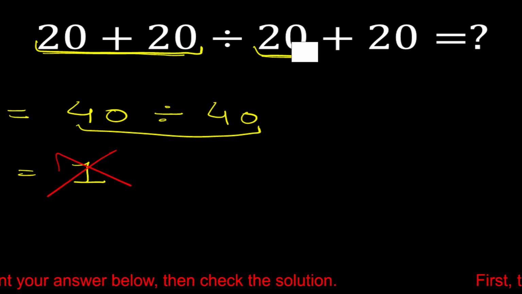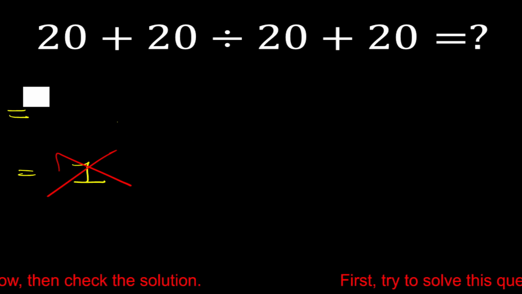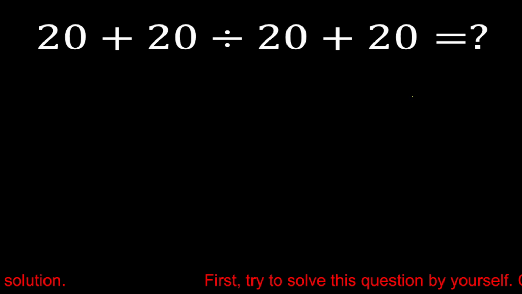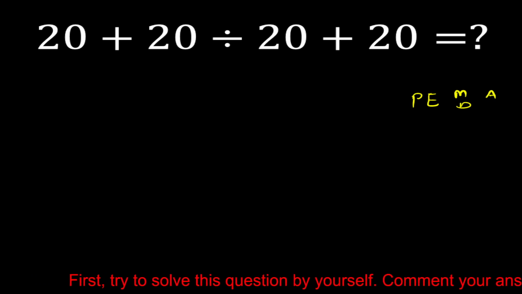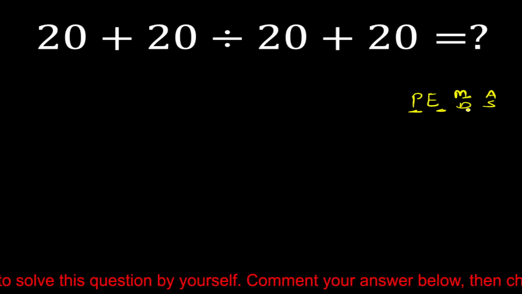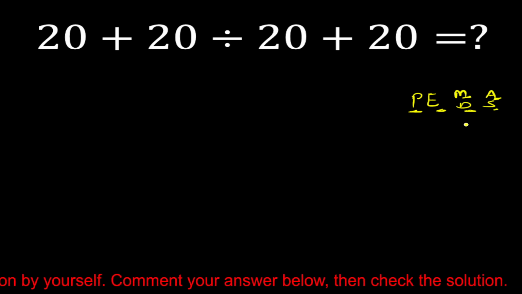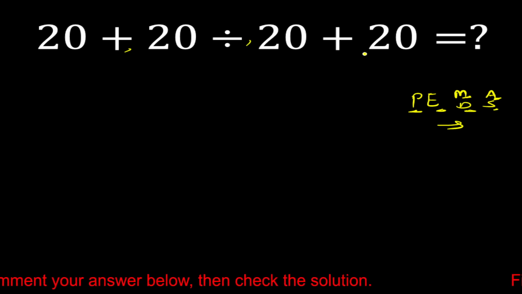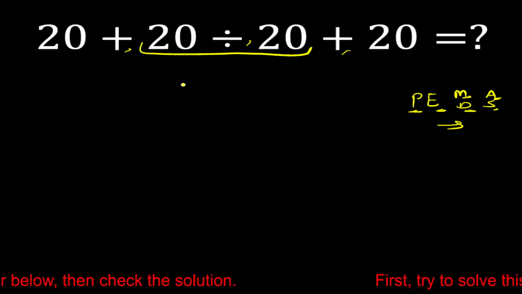So now let's solve this problem correctly by using the PEMDAS rule. According to the PEMDAS rule, first priority is parentheses, then exponents, then multiplication and division, both have equal priority. Then addition and subtraction also both have equal priority. So we have to solve it from left to right. So here is one addition, here is one division, and also here is one addition. So in this question, first priority is division.